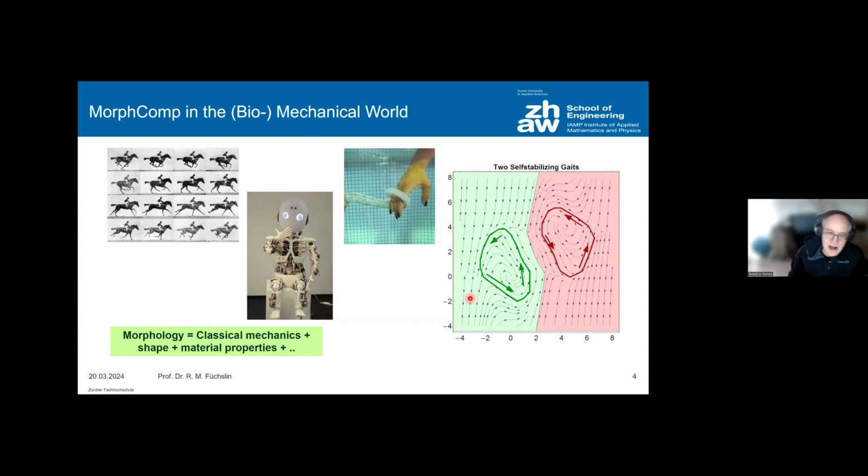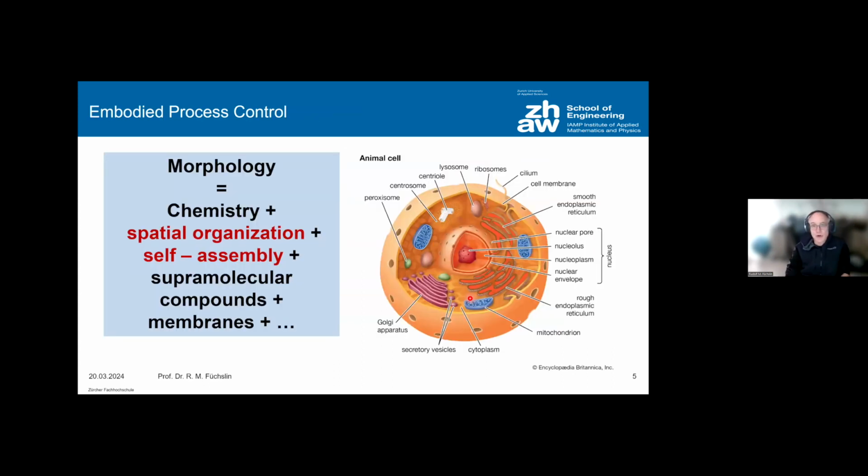And the question is now, can we extend this paradigm of morphological control and computing into the life sciences? And I think, yes, we can, but morphology has to be understood in a different way. On a cellular or at least on a microscopic level, morphology is the combination of chemistry, spatial organization, self-assembly, supramolecular compounds, membranes, and lots of other things.